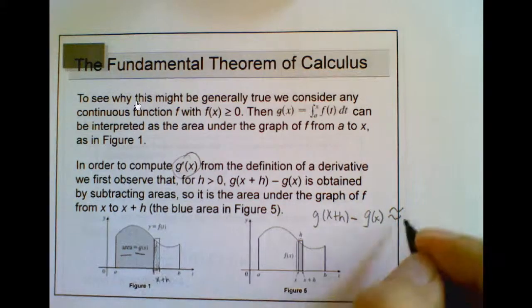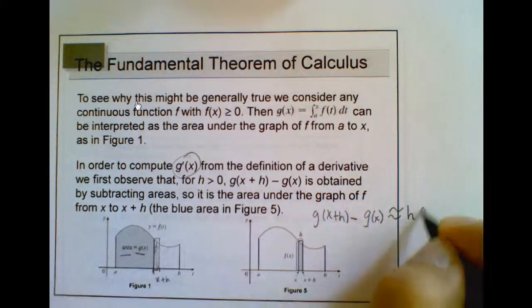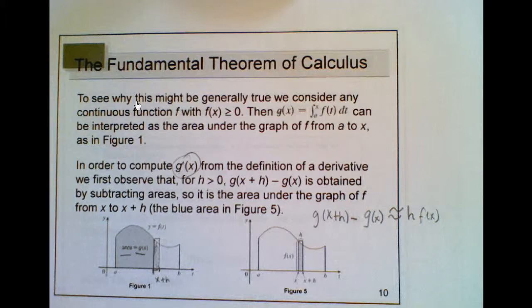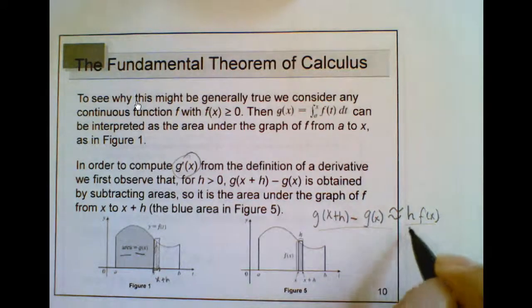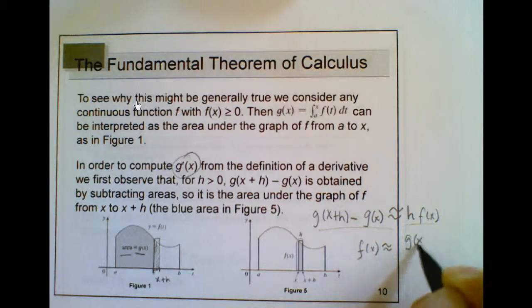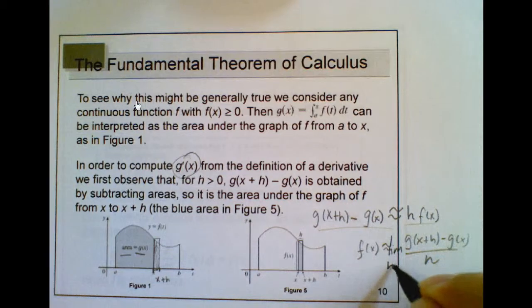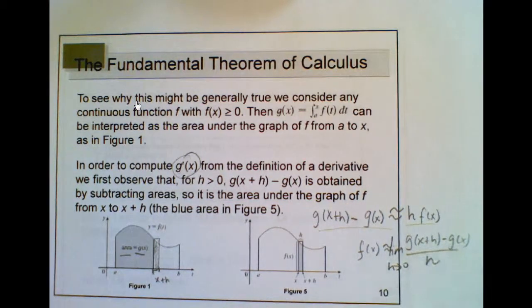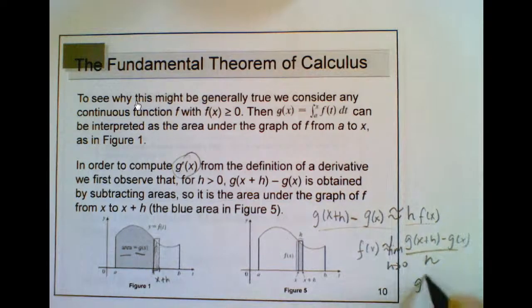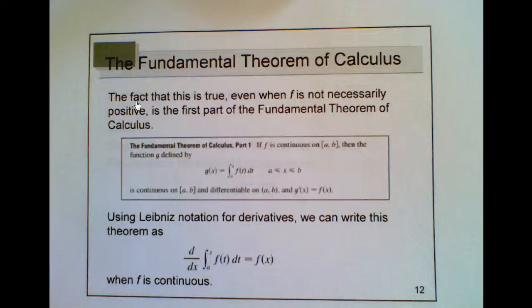The base will be h, and how tall is it? It is as tall as f of x. So if I divide both sides of this equation by h, I have f of x is about the difference of the areas over h. Now, if I take the limit as h approaches 0 of this, what I'll be finding is g prime of x, and g prime of x is the original function f of x. Isn't that beautiful? Here it goes, the first part of the fundamental theorem of calculus.